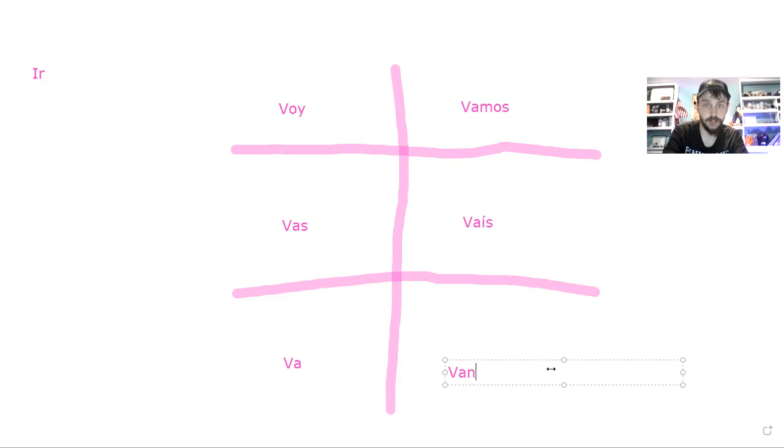See? This one was really not that easy. I mean, it was kind of confusing at first. So, for the irregular verb ir, you've got yo voy, tú vas, él va, ella va, usted va, nosotros vamos, nosotras vamos, vosotros vais, vosotras vais, ellos van, ellas van, y ustedes van.